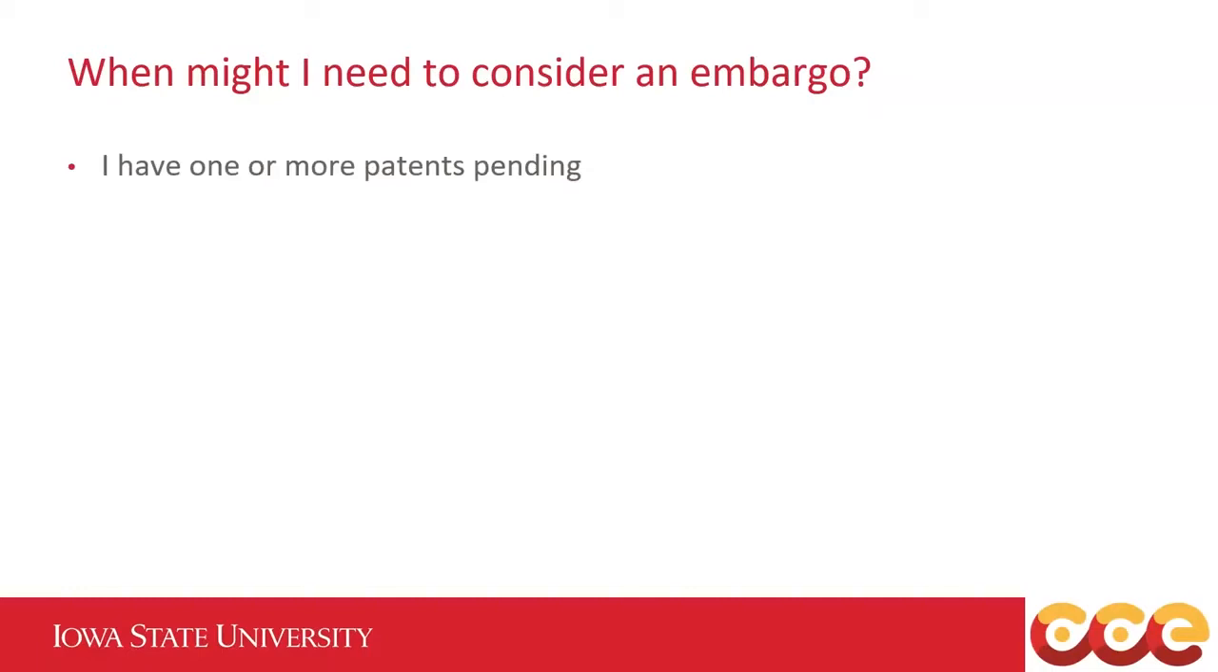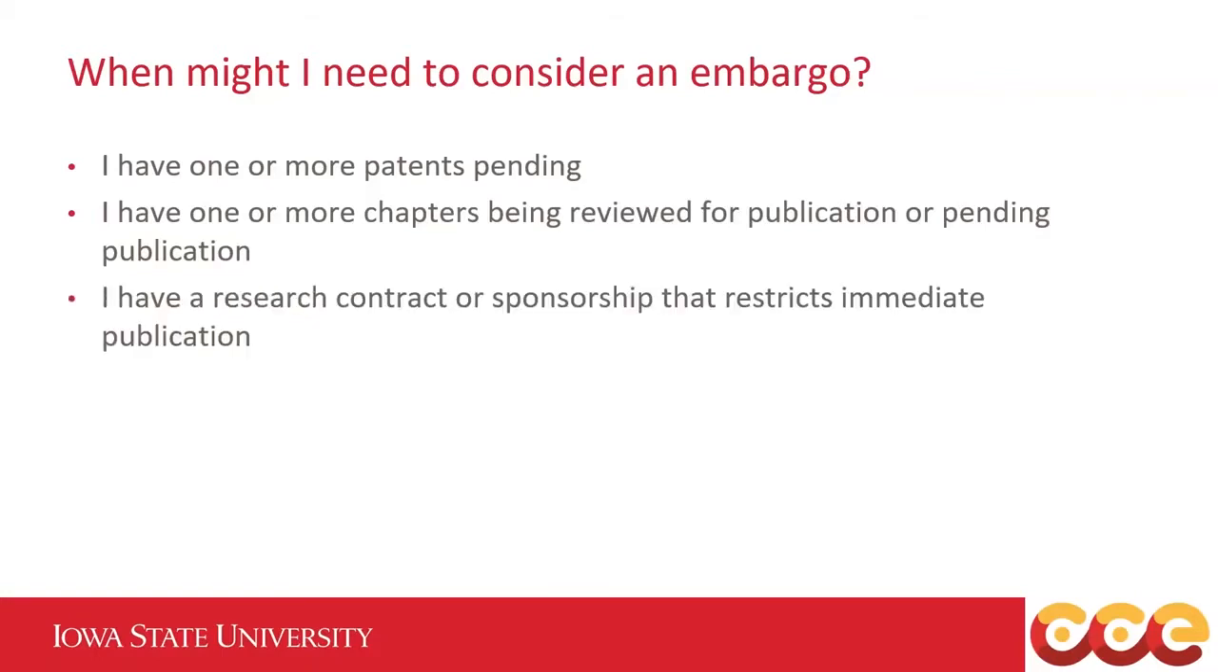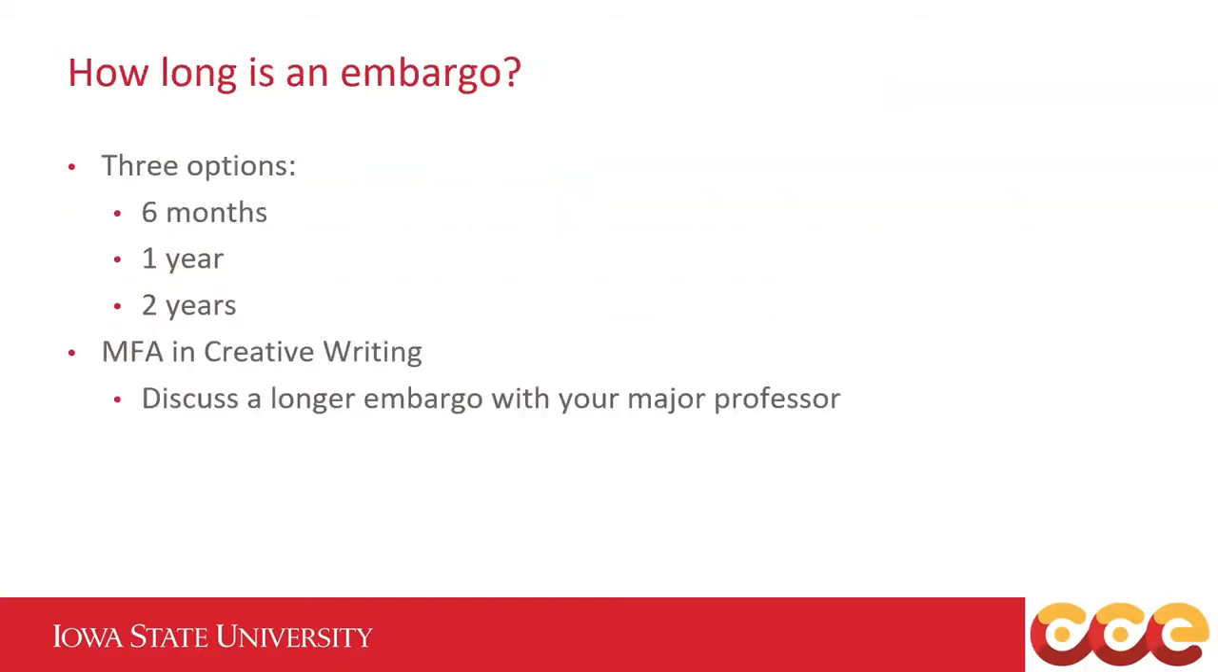I have one or more patents pending. I have one or more chapters being reviewed for publication or pending publication. I have a research contract or sponsorship that restricts immediate publication. Applications for embargoes will be reviewed by the Thesis Dissertation Office before they're approved.